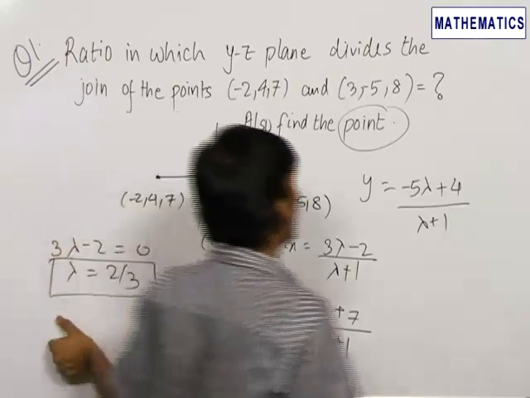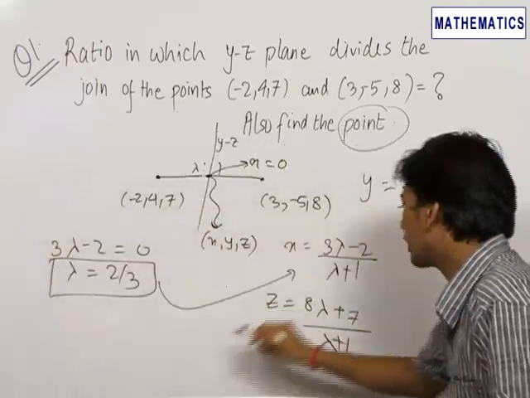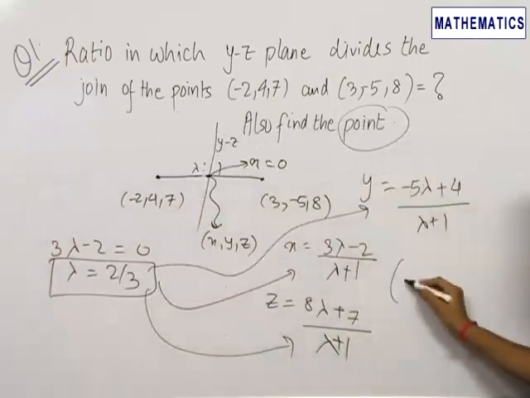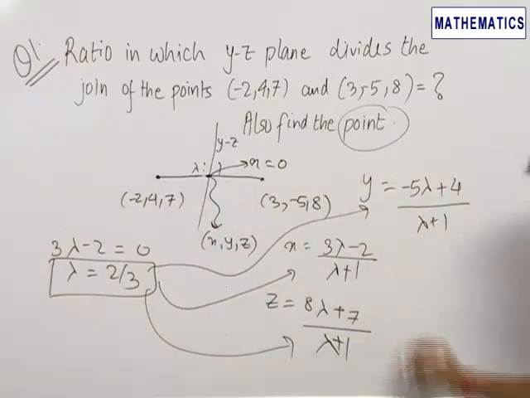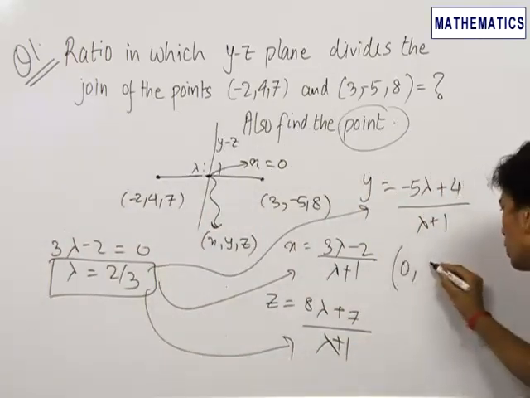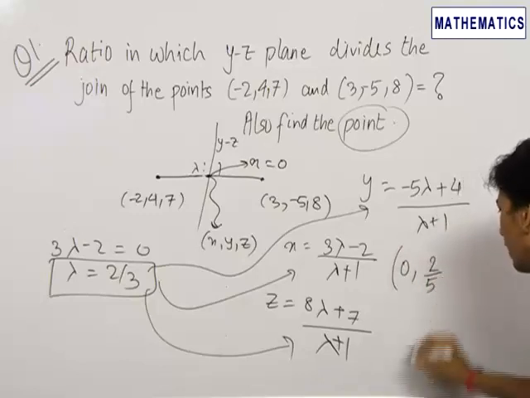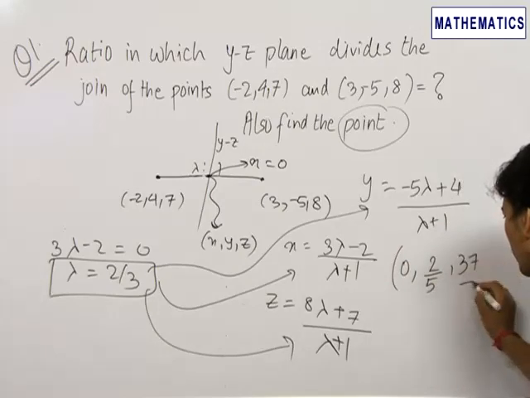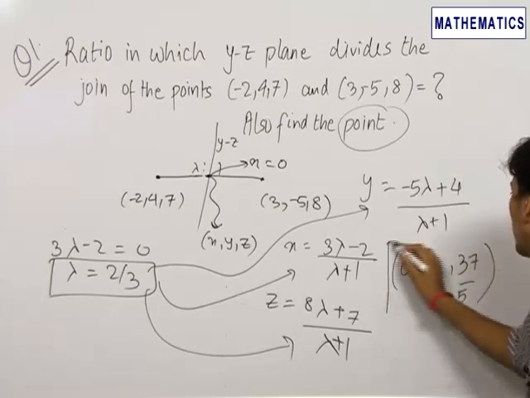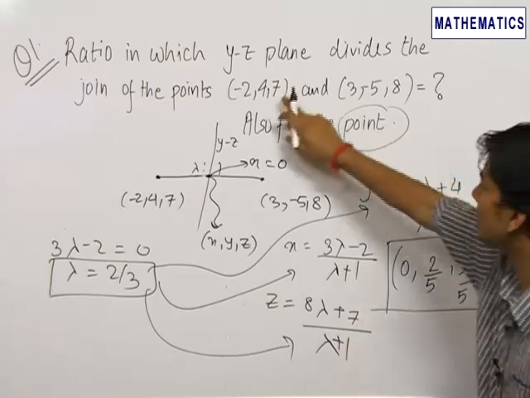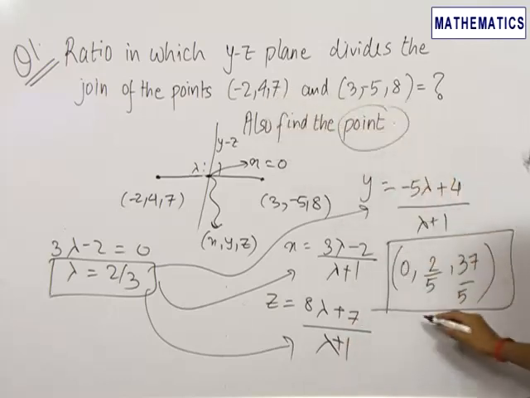Now once we get the value of λ, we can put it in to get the values of x, y and z. The value of x will definitely come out to be 0. The y coordinate comes out to be 2 by 5 and the z coordinate comes out to be 37 upon 5. So the final answer for the point of intersection of the YZ plane with the line joining these 2 points is (0, 2/5, 37/5).